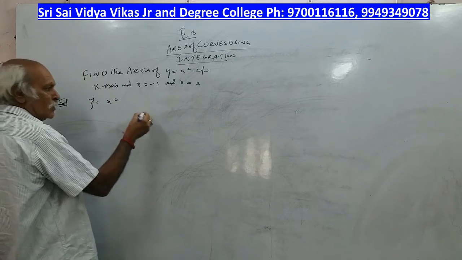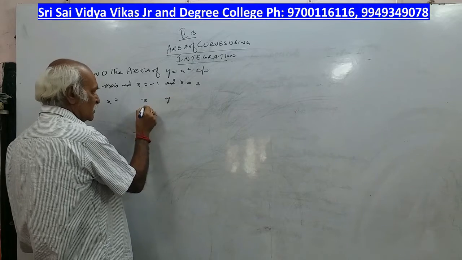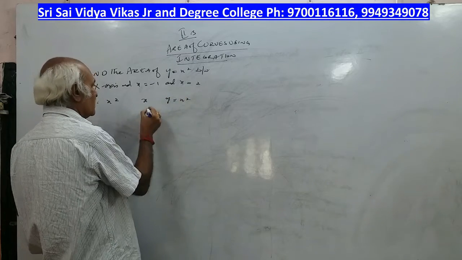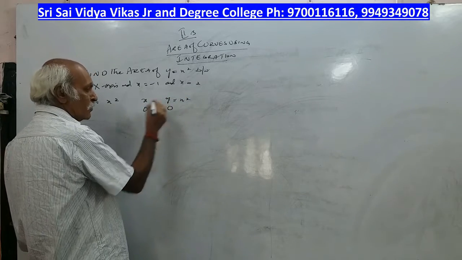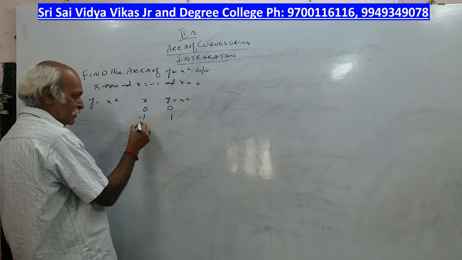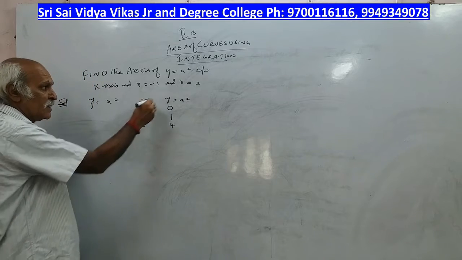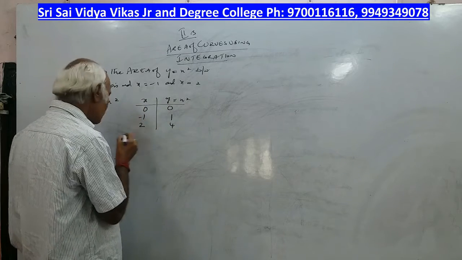What we have to do is draw the curve. So y is equal to x square. Put x is equal to 0, y is equal to 0; x is equal to minus 1, y is equal to 1; then x is equal to 2, y is equal to 4. We are writing a small value table. Now we have to draw the curve.